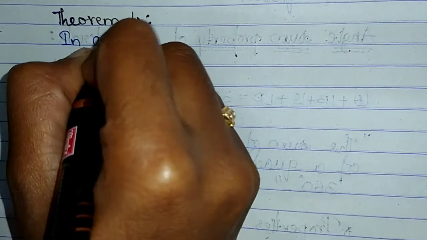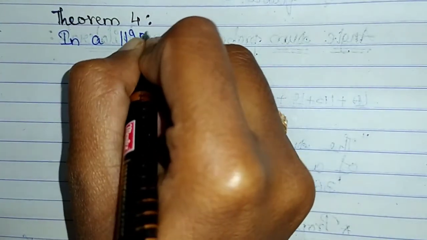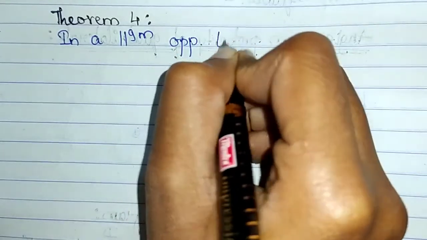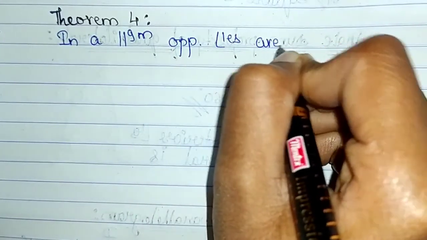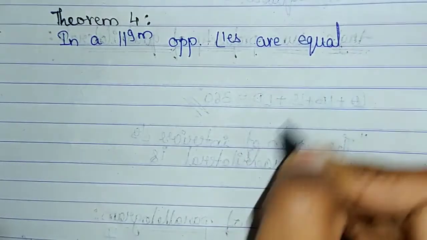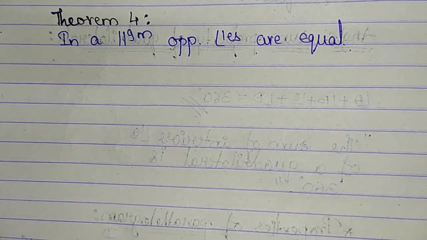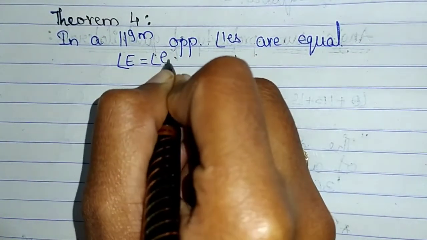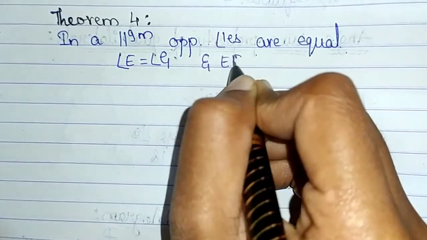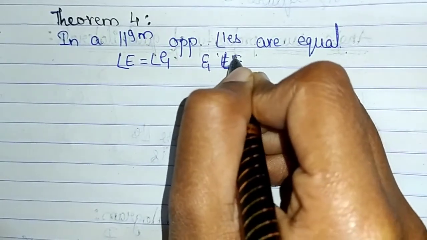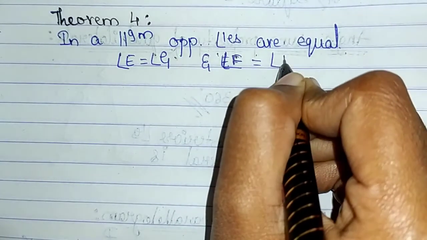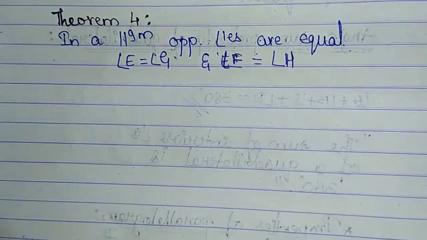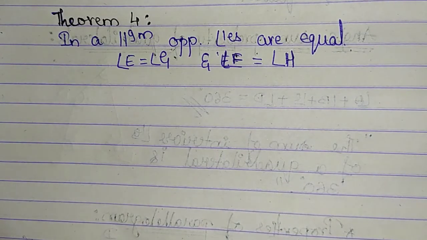The fourth theorem says that in a parallelogram, opposite angles are equal. So in our parallelogram EFGH, angle E is equal to angle G, and angle F is equal to angle H. In a parallelogram, opposite sides are equal, also opposite angles are equal. That is the statement of the fourth theorem.